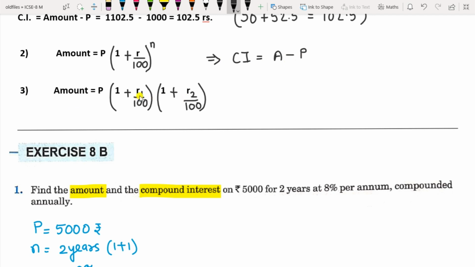If the rate of interest is different for different years, then you have to use this formula: amount equals P into 1 plus R1 upon 100 multiplied by 1 plus R2 upon 100, and if there is R3 then 1 plus R3 upon 100, and so on. These are the formulas that we can use to find the compound interest.